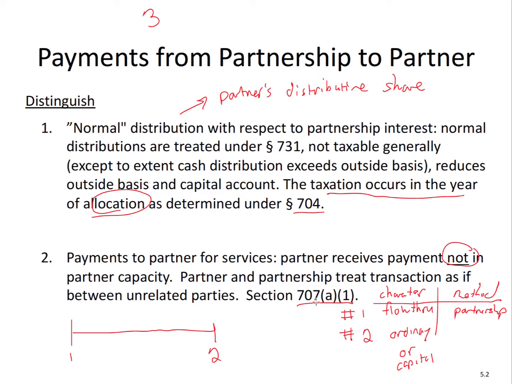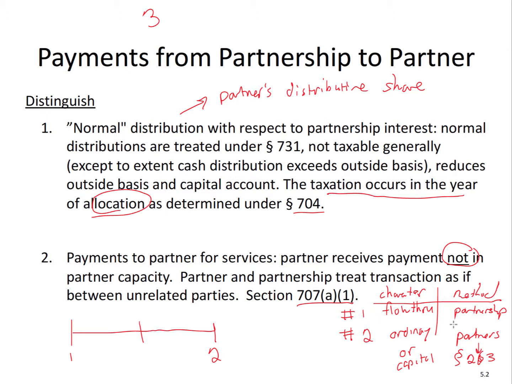But number 2, where the partner is not in his or her capacity as a partner doing services, it's actually the partner's method. And because it's the partner's method, it's subject to section 263 capitalization of certain costs. Versus the distributive share, which is not the case. That's number 1.